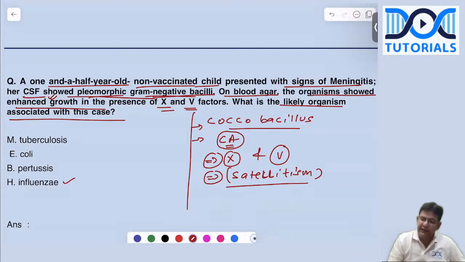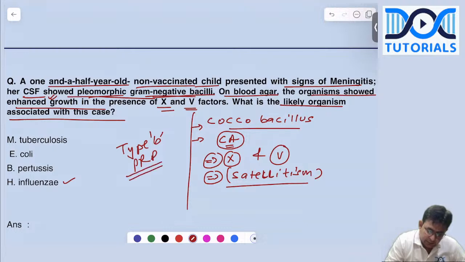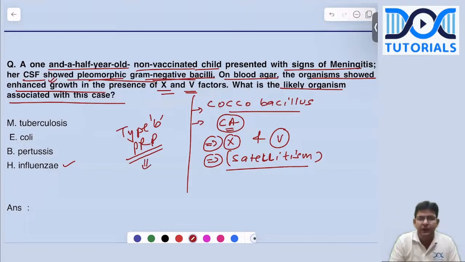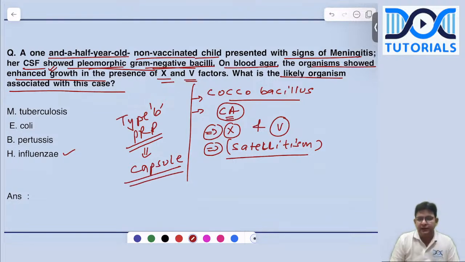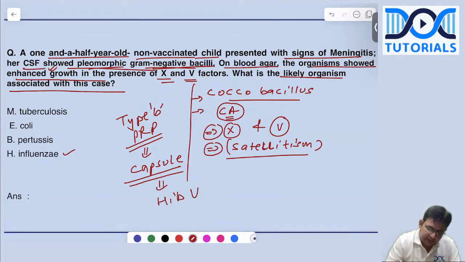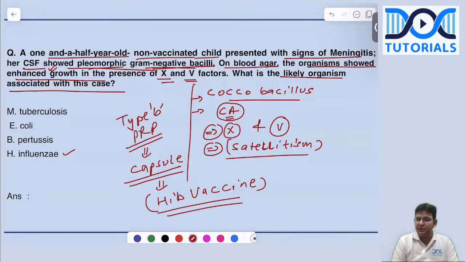And the extra stuff which I tell you here is type b PRP, polyribitol phosphate. This is responsible for what? This is responsible for the capsule. This type b PRP is in the capsule, and from this capsule, we make which vaccine, guys? Hib vaccine. So, guys, remember, the pneumococcal vaccine is also from the capsule, the meningococcal vaccine also, and Haemophilus influenzae type B is also a capsular one.